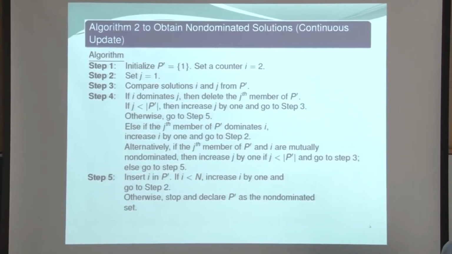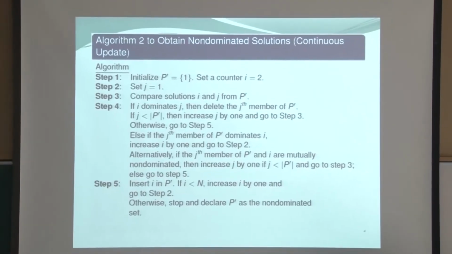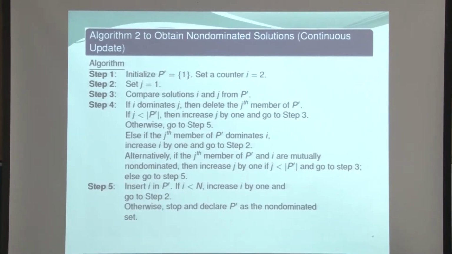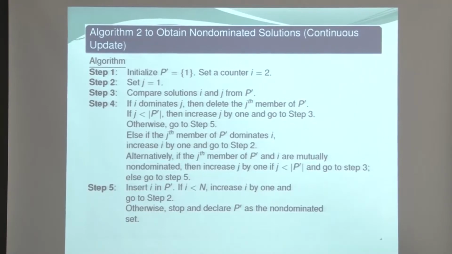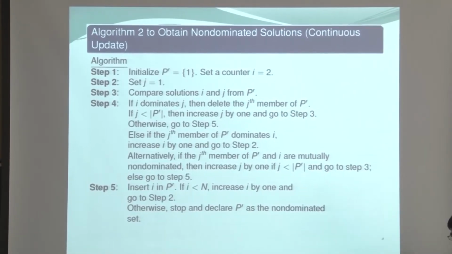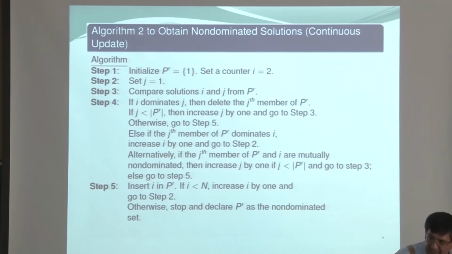Actually, you need to increase J. Yeah, J should be 4 now. And then you have to increase I. I goes to 6. I is 4.